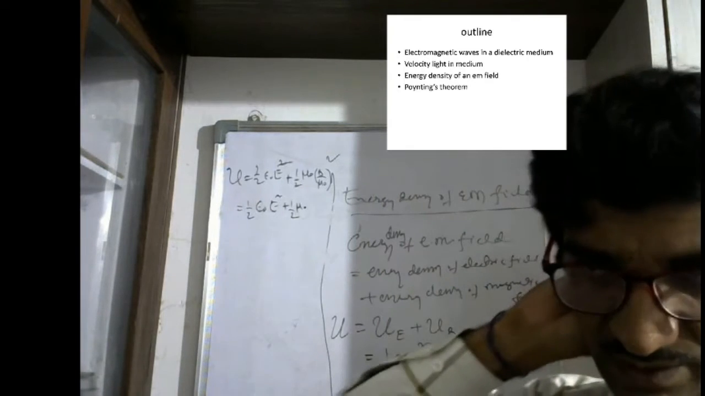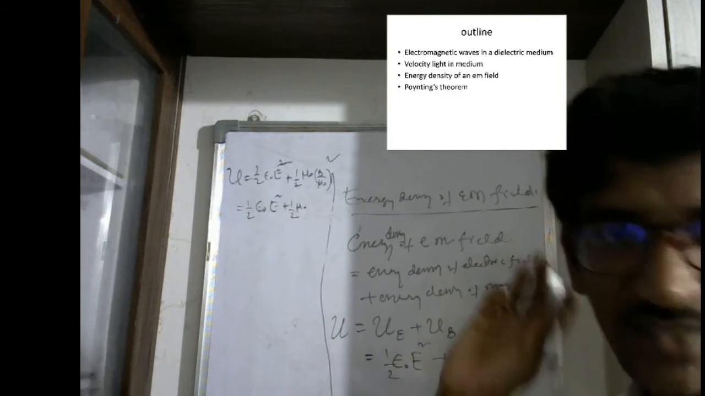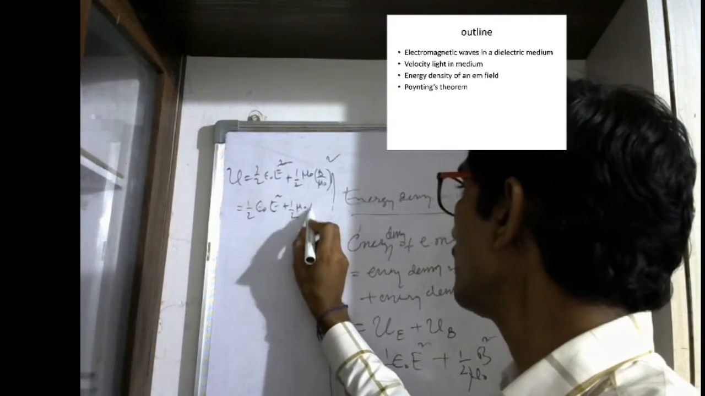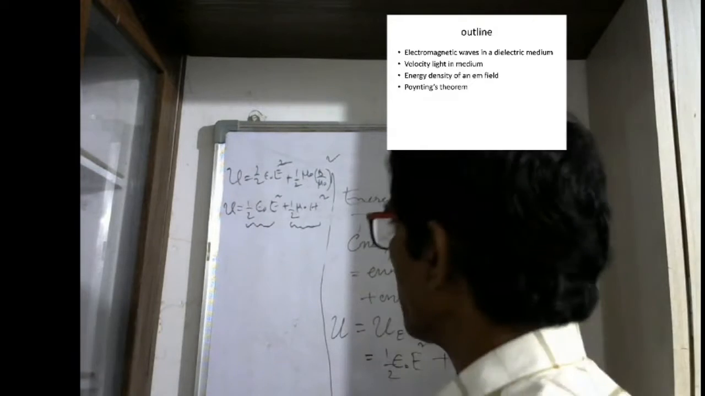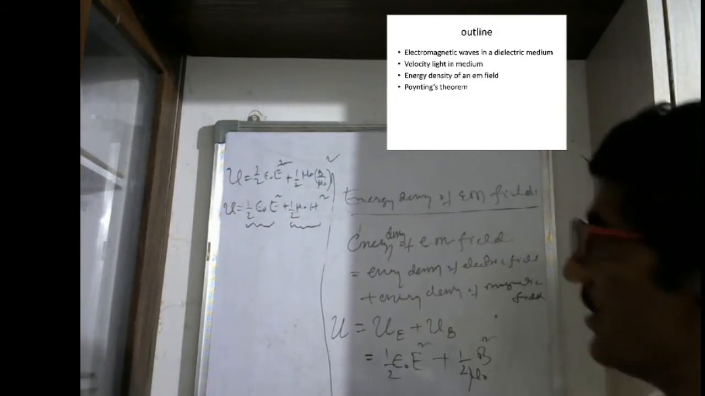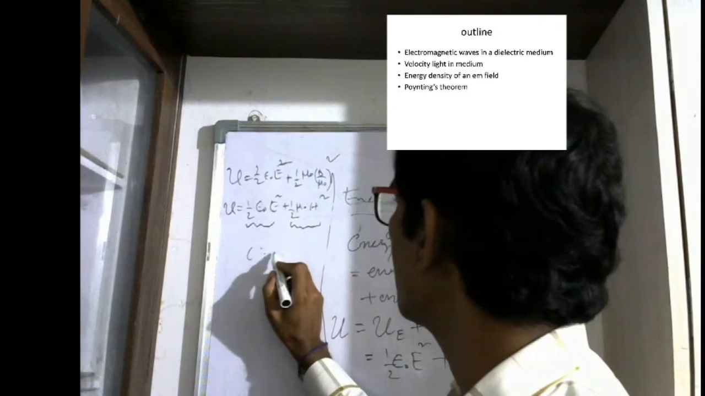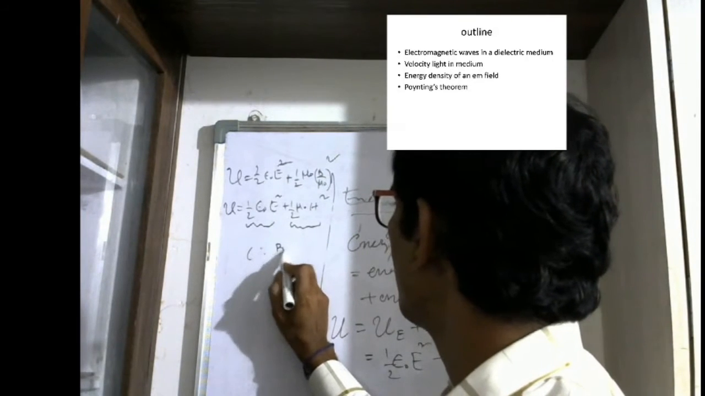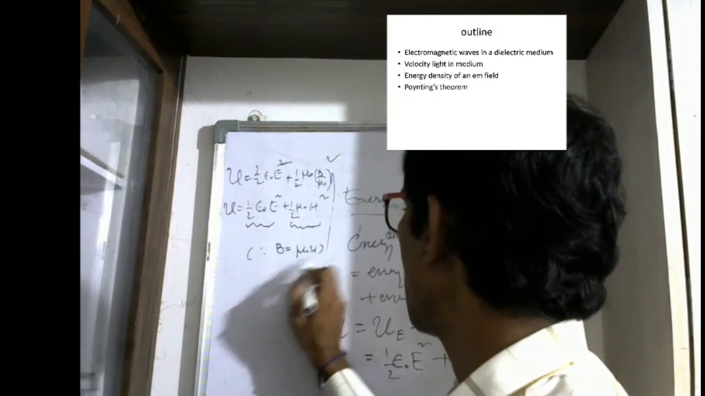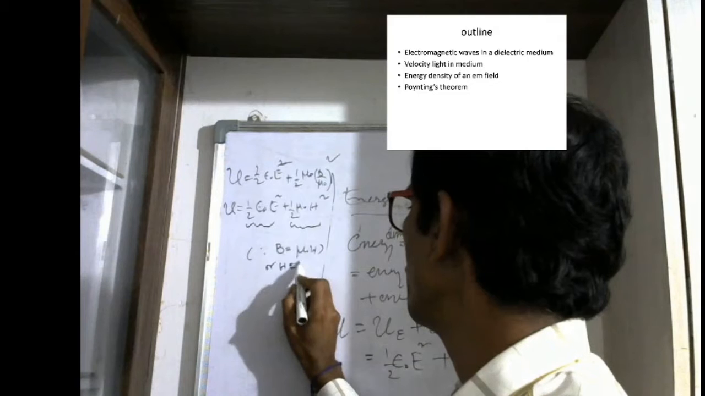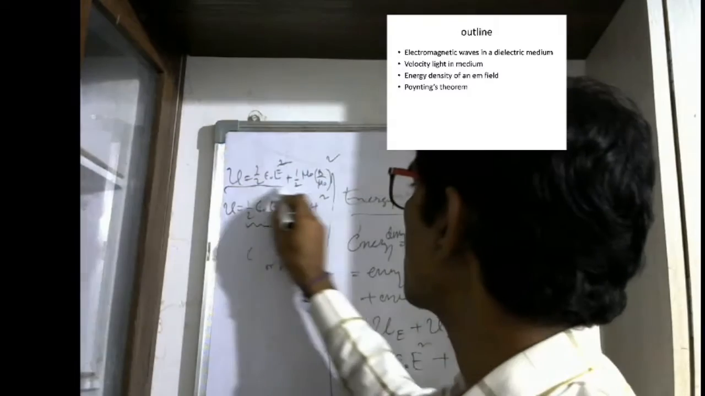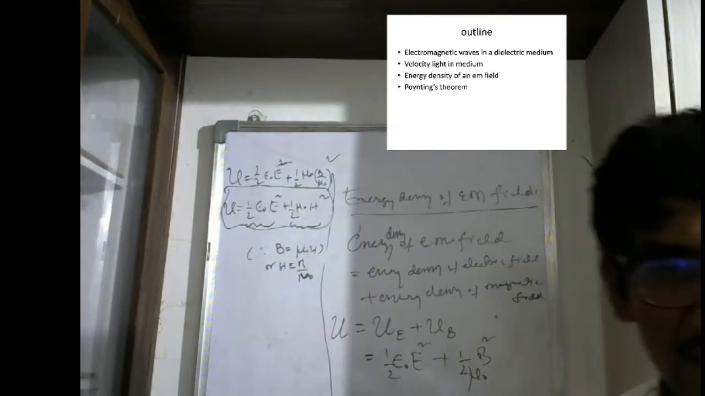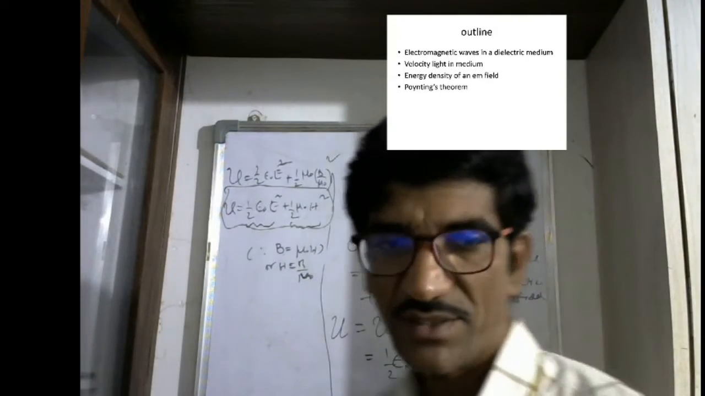What is this B by mu? B is equal to mu naught H. So what is this now? Half epsilon naught E square plus half mu naught H square. Now this term and this term look very much similar, so we use this final form for the energy density. B is equal to mu naught H, or H is equal to B by mu naught. This is our final expression for the energy density of the electromagnetic fields.